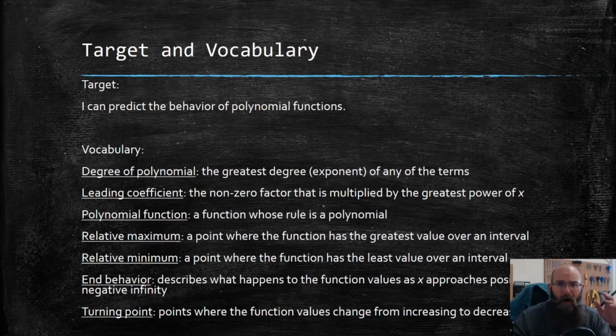So let's get started. I know this looks like a lot of vocabulary, and it is, but a lot of it is pretty intuitive. So as we go, we're going to kind of talk about this. But in general, they're all right there. You can freeze the screen or pause, whatever you want to call it, and go ahead and take some notes on that if that's something you're interested in. But the main target here is that you can predict the behavior of polynomial functions. Let's get started with an example.